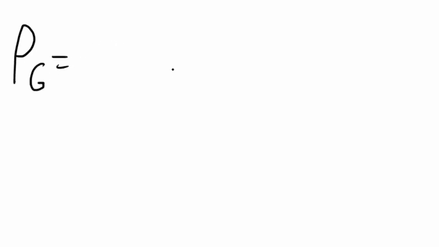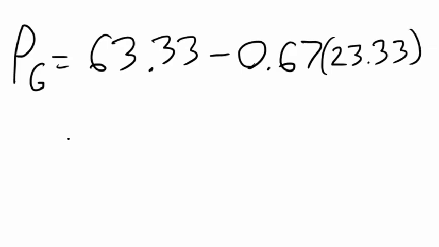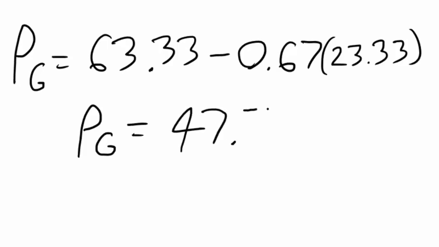Next up, we want to look at the price for graphics cards. So we would look at the price function for that, and that price function was 63.33 minus 0.67 times quantity, which was 23.33. And by plugging that into a calculator, we get a price for the graphics cards of 47.7. So we would charge $47.70 for a graphics card.